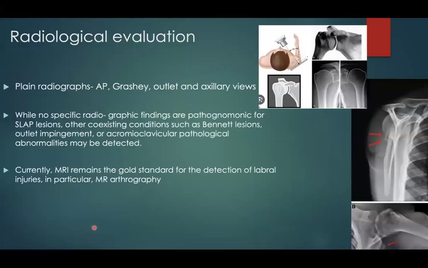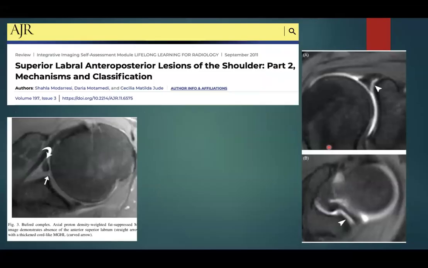Radiological evaluation. Plain radiographs include an AP view, Grashey's view, outlet view and axillary view. While no specific radiographic findings are pathognomonic for SLAP lesions, other coexisting conditions such as a Bennett lesion, which is nothing but mineralization of the posterior band of the inferior glenohumeral ligament, outlet impingement or acromioclavicular pathological abnormalities may be detected. Currently, MRI is the gold standard for the detection of labral injuries, in particular MR arthrography.